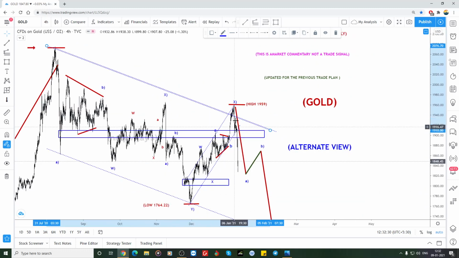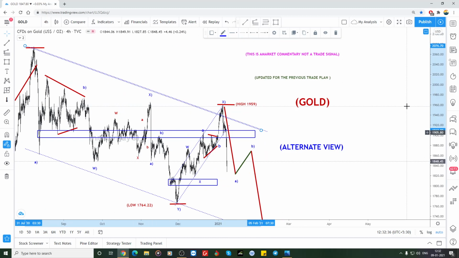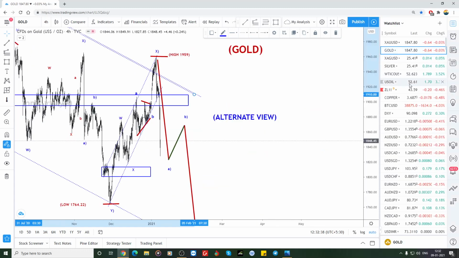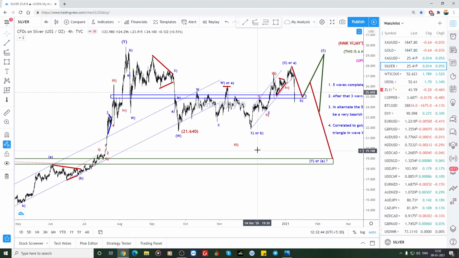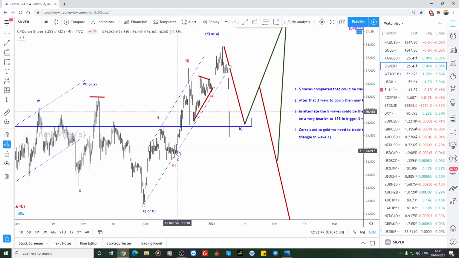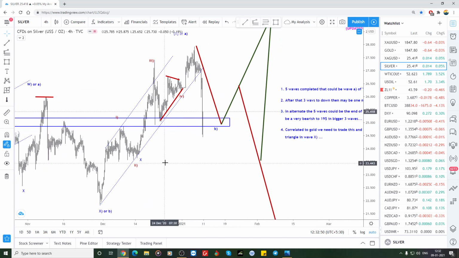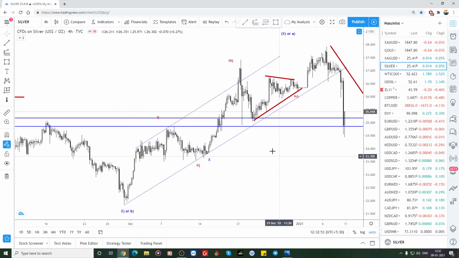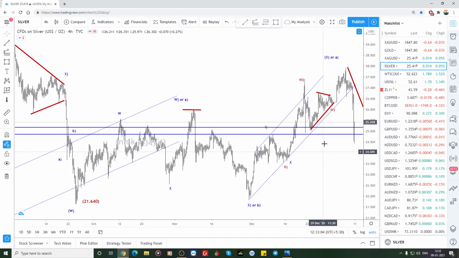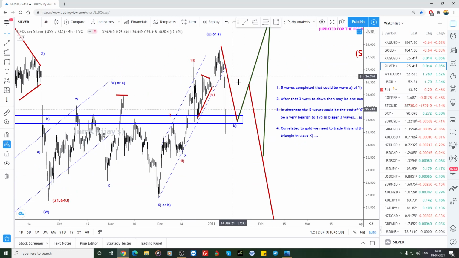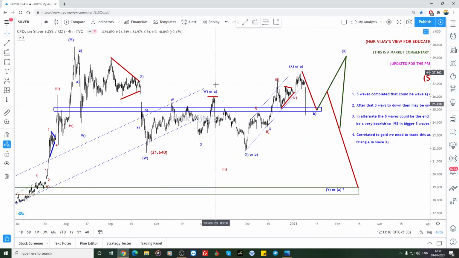See, this 1 2 3 4 5 is also valid. It's a leading diagonal. And while I come to the silver, that is very, very good for me to set like that. See, here it's a perfect five-wave structure. 1, 2, 3, 4, and 5. And here it didn't touch that wave 1. So 1, 2, 3, 4 is a triangle, and the 5th is already completed. And as I said, here it is still valid for this silver.